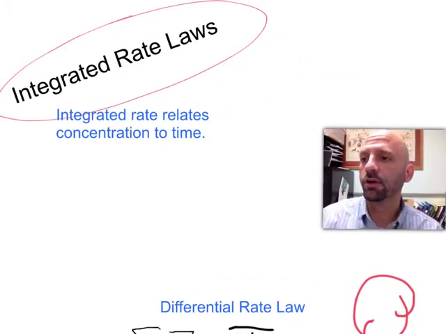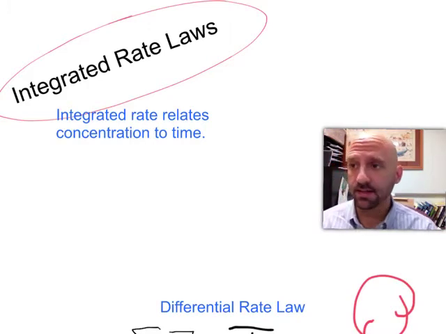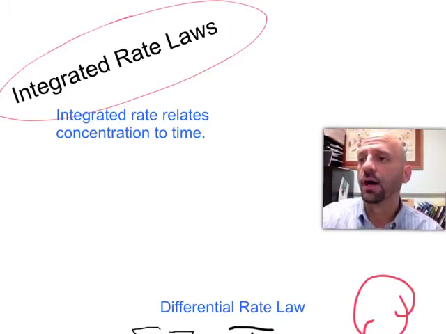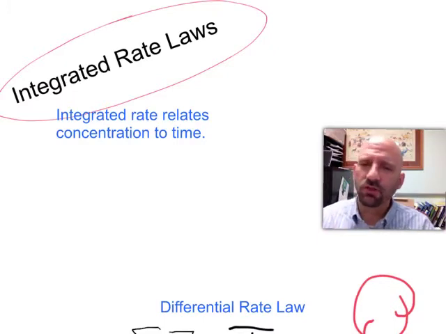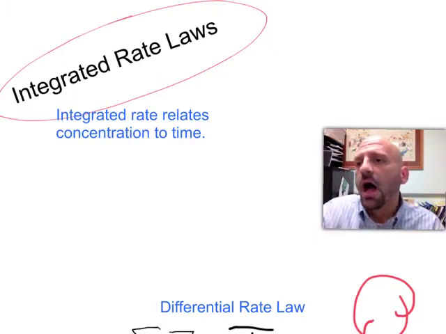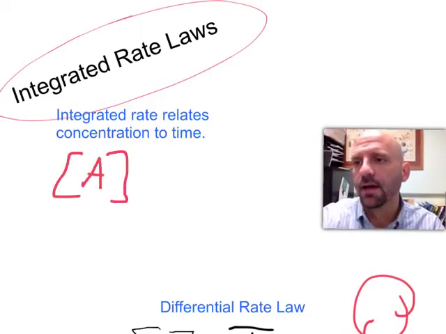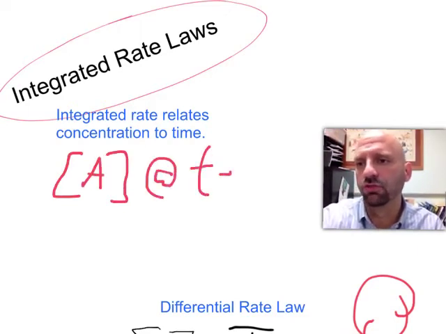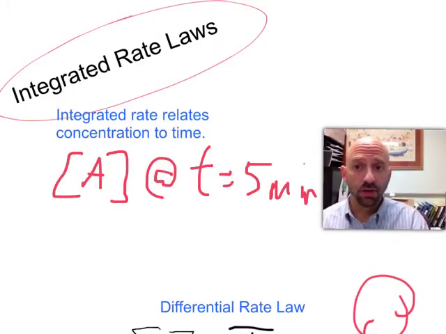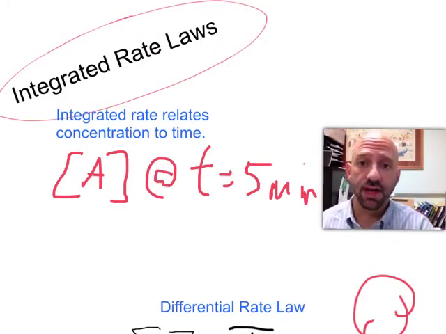Now the integrated rate law is where we're going to connect the idea of concentration to time. So let's say I want to know not really so much how fast a reaction is, but how much concentration I have of, say, my reagent A at time equals, say, 5 minutes. It's the integrated rate law that's going to allow me to answer that question.